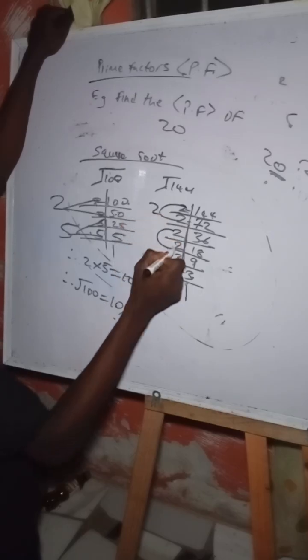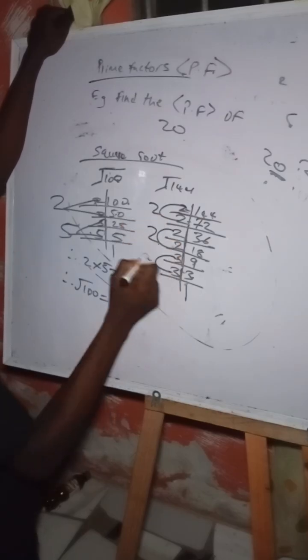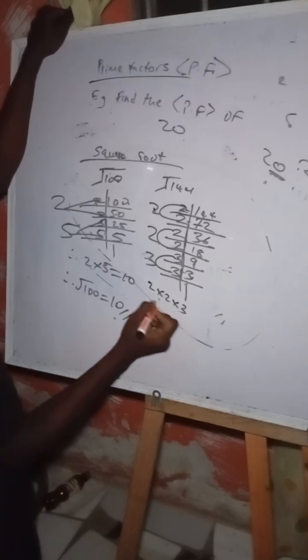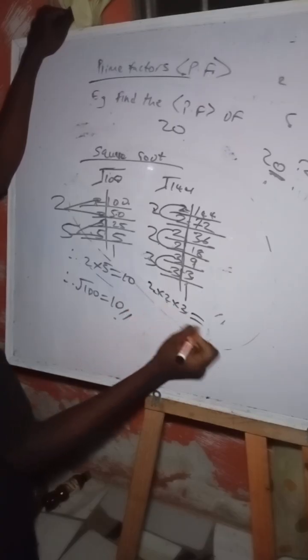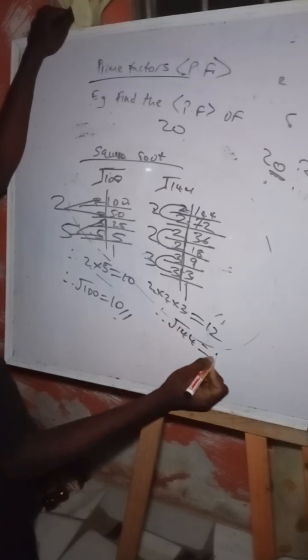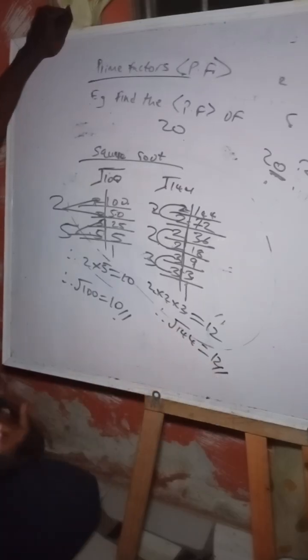We go like this: 2, 2, 3. 2 times 2 times 3. 2 times 2 is 4. 4 times 3 is equal to 12. Therefore, the square root of 144 is equal to 12. That is the answer.